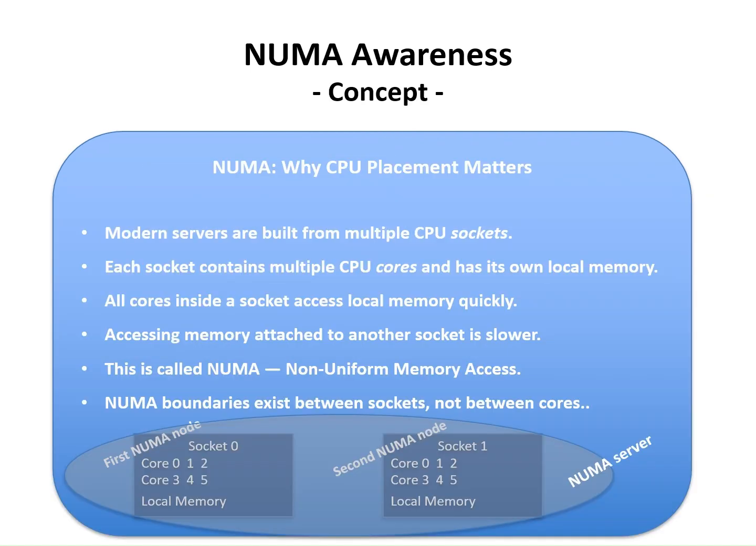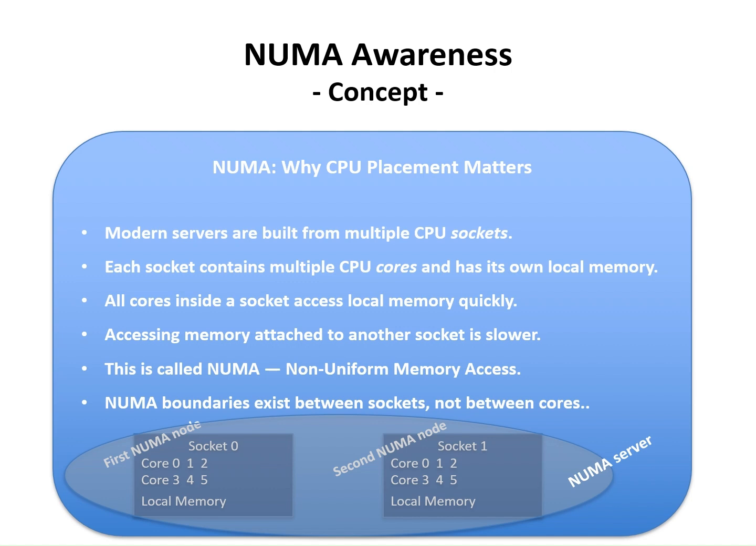NUMA. A quick clarification before we go further. NUMA is not about individual cores. A CPU socket contains many cores, and all those cores share the same local memory. NUMA boundaries exist between sockets. When a core accesses memory attached to its own socket, it's fast. When it accesses memory attached to another socket, it's slower.